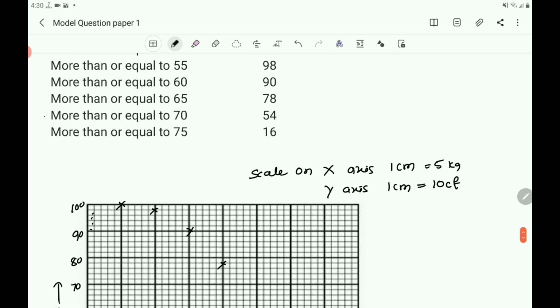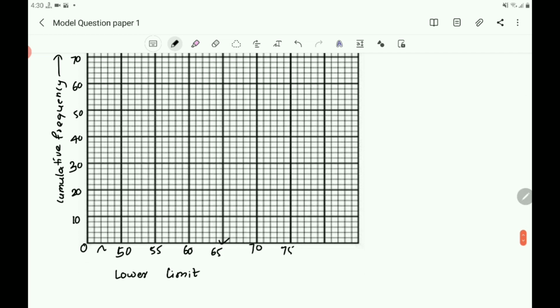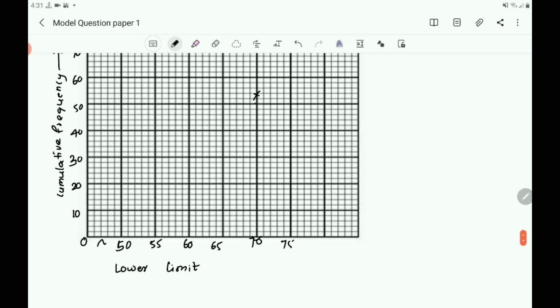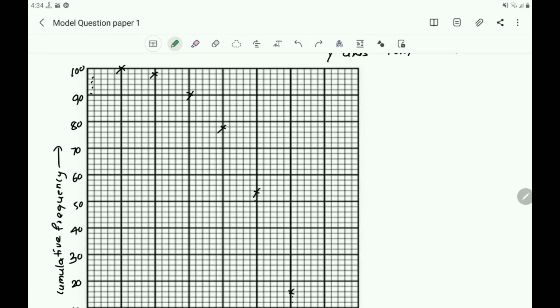Then 70, 54. 54. This is 50 and it comes here. Then 75, 16. 75, 16 means 10, 11, 12, 13, 14, 15, 16. So that is 16. Now let us join all the points.